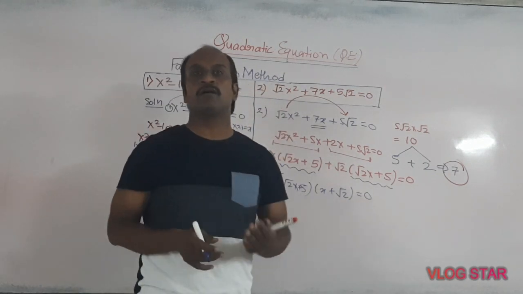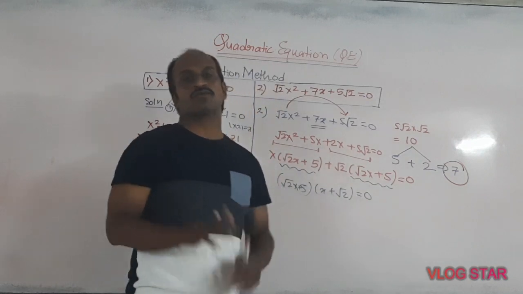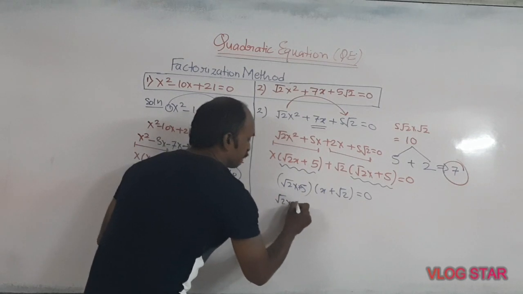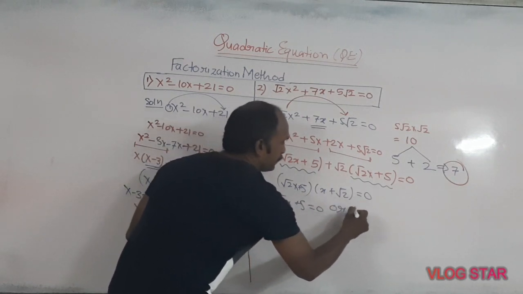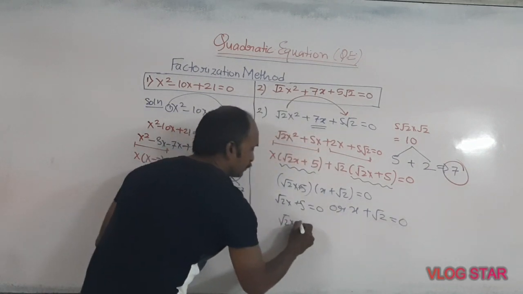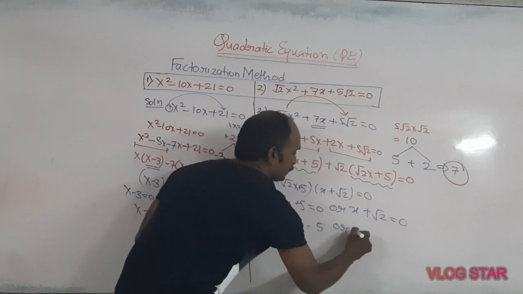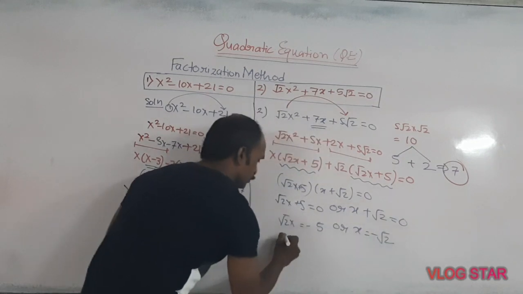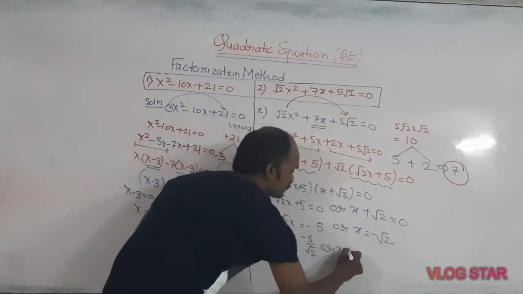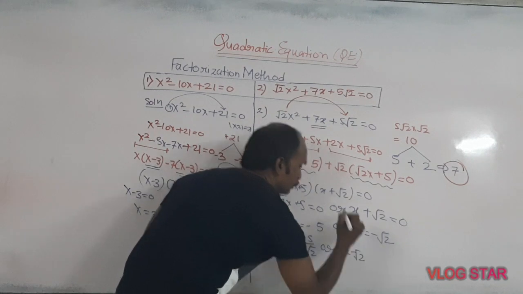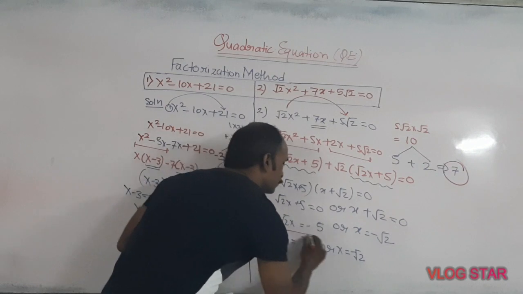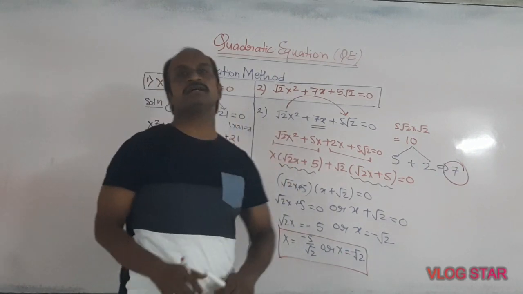Then basic mathematics, a into b is equal to 0, so either a is equal to 0 or b is equal to 0. So root 2x plus 5 is equal to 0 or x plus root 2 is equal to 0. Then root 2 x is equal to minus 5 or x is equal to minus root 2. So here x is equal to minus 5 upon root 2 or x is equal to minus root 2. So we have got two values of x. One is minus 5 by root 2, the other is minus root 2.